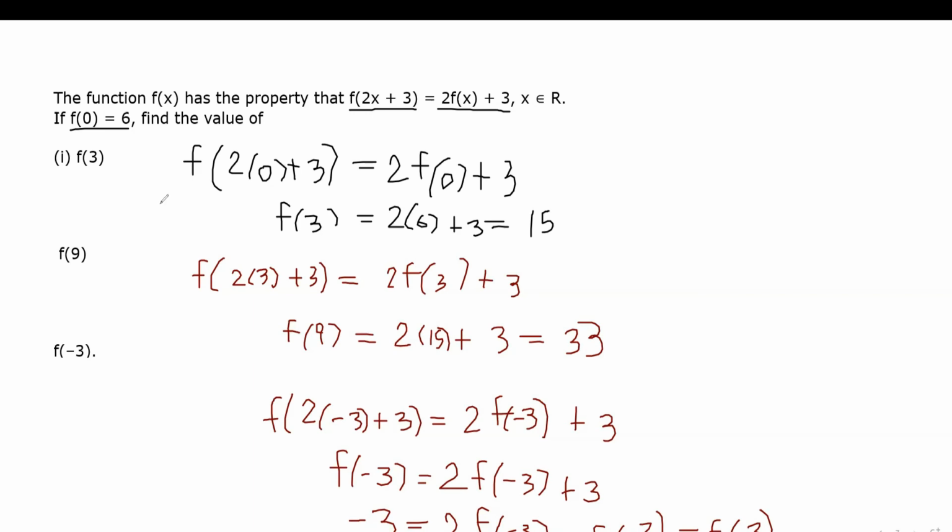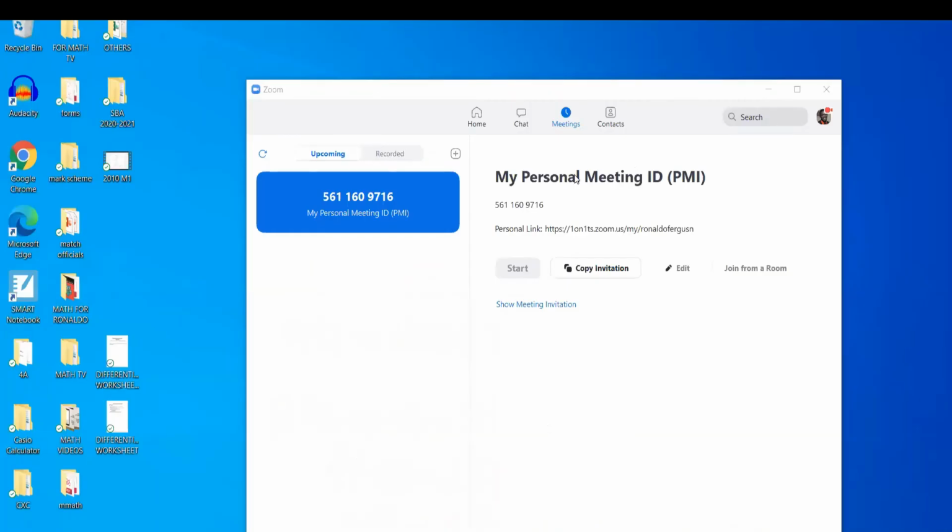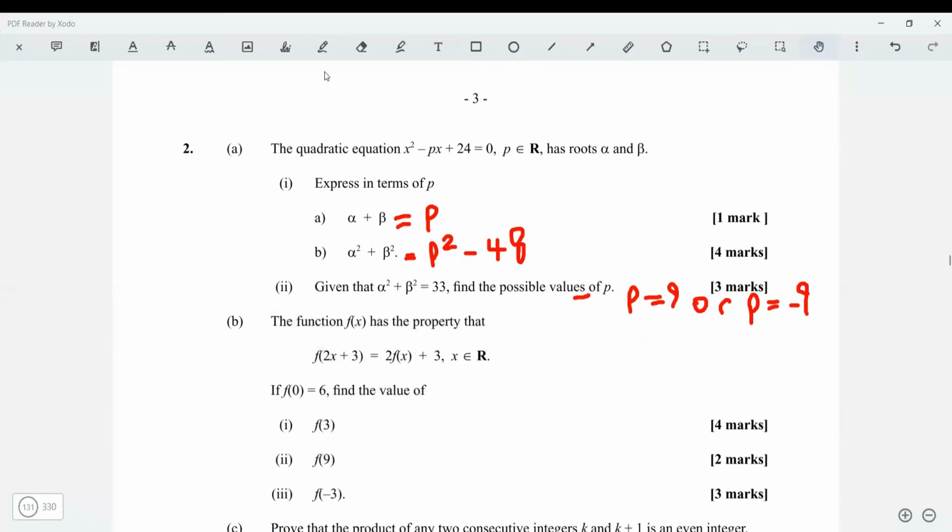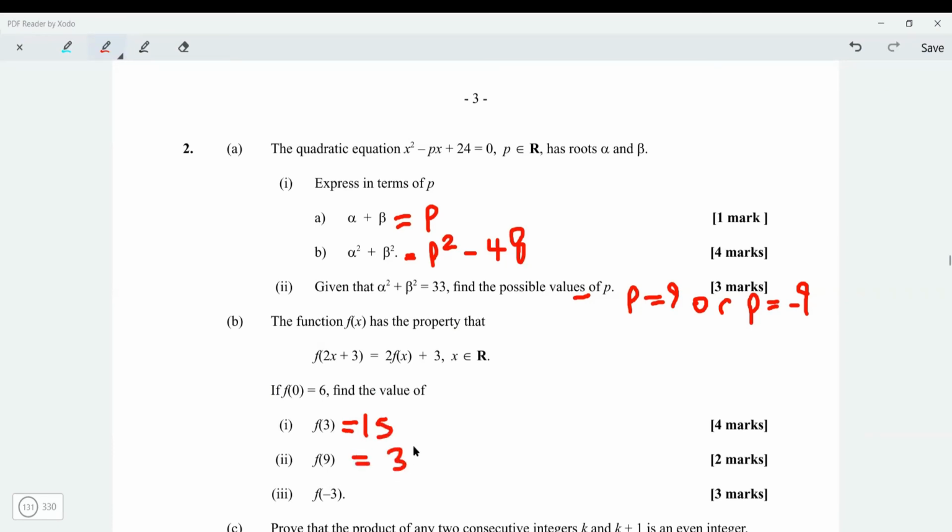So the first one we get 15, then we get 33, then we get negative 3. That's easy. Nice. So we get 15, 33, and negative 3.